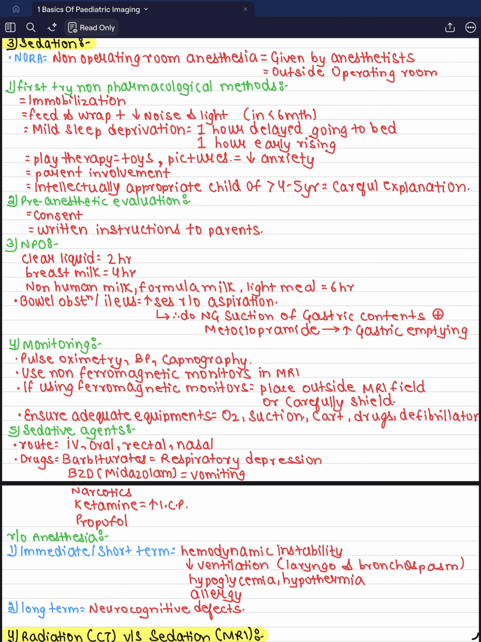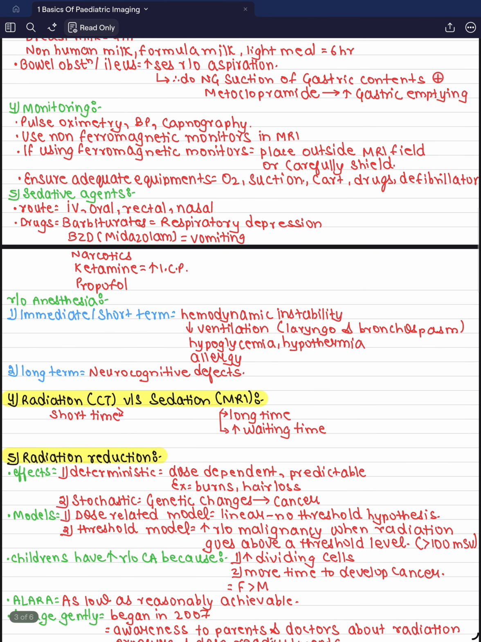And what are the sedative agents that we commonly use? The route that you can use is, of course, IV. Other routes are oral, rectal, nasal. For sedation, we know some drugs from our UG time as well. So we have barbiturates, but the side effect is respiratory depression. Benzodiazepines like midazolam, but the side effect is vomiting. Some narcotics or opioids you can use. And then you have ketamine, propofol. What is the side effect of ketamine? It increases ICP.